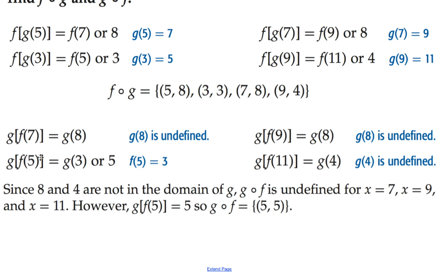However, we had one valid output. So the composition g composite f only has a single element in it. If this one were undefined, we would say the complete composition is undefined. But as long as we get at least one valid output, there is an answer there.